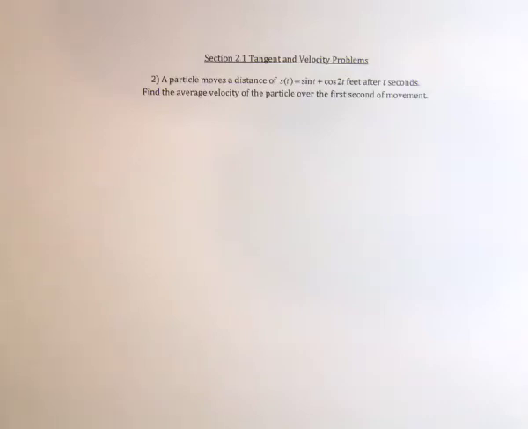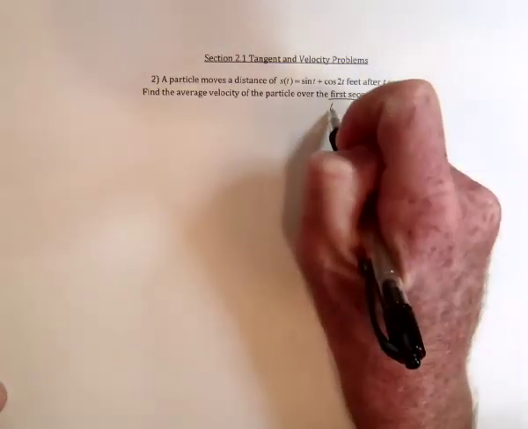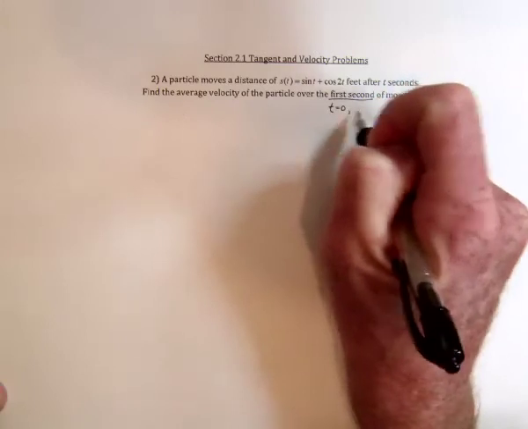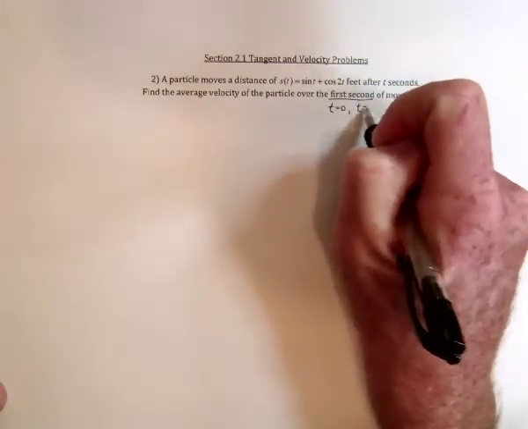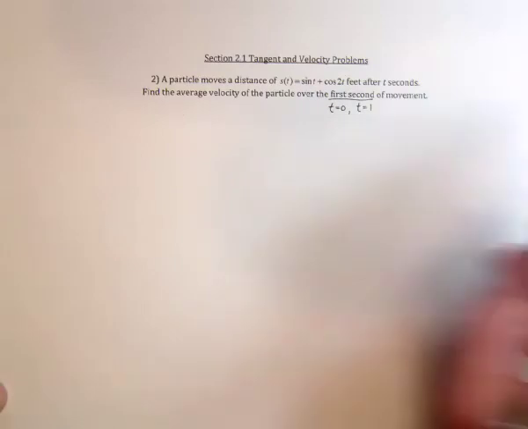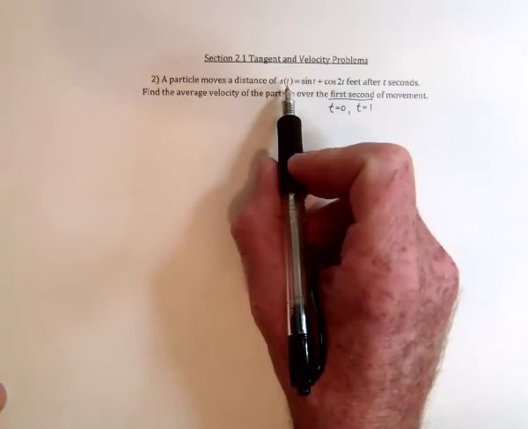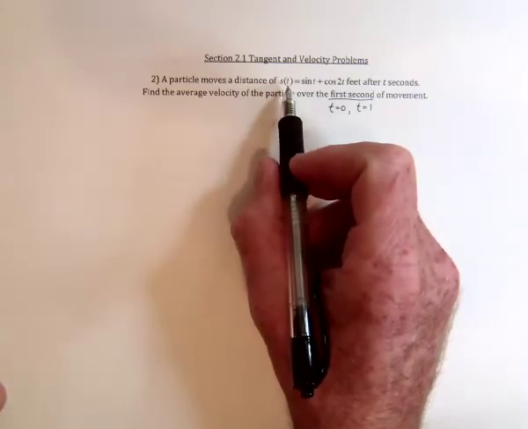So to find average velocity, we need 2 times. This is just saying over the first second of movement. So that actually means go from the beginning when time was equal to 0 to when time is equal to 1. And we need to substitute both of these numbers into the function to find out how far it traveled.